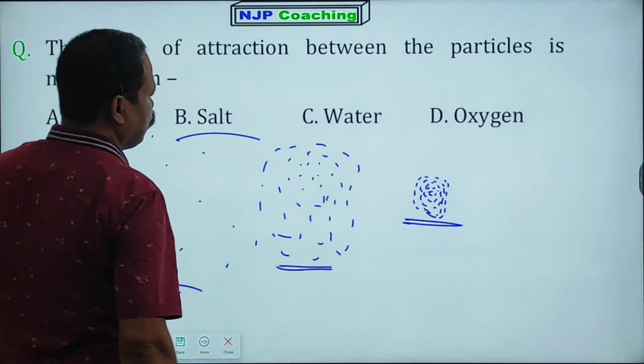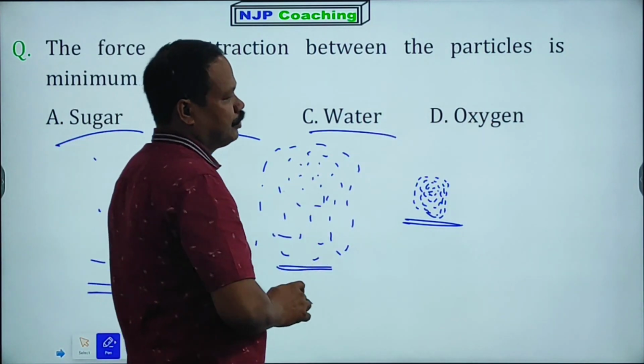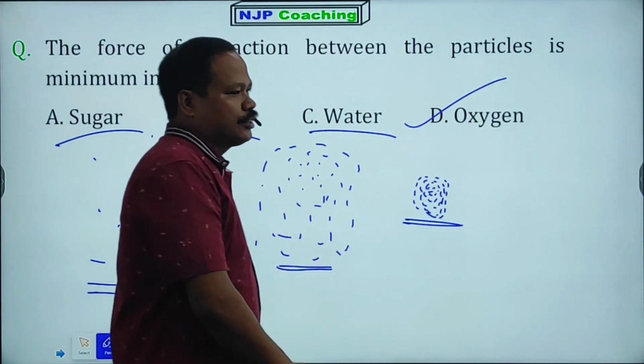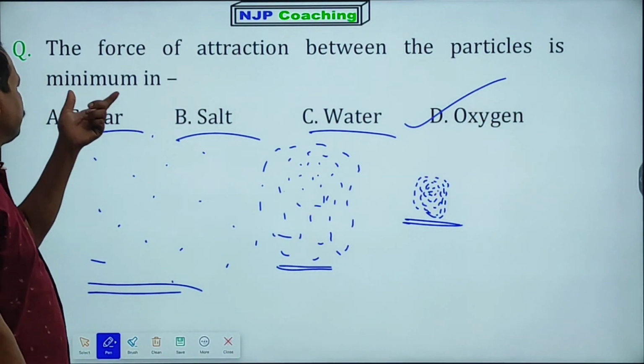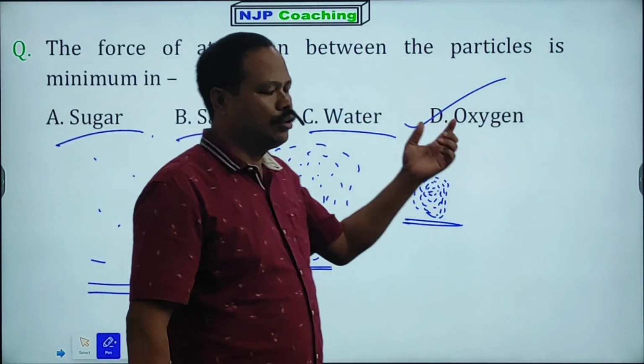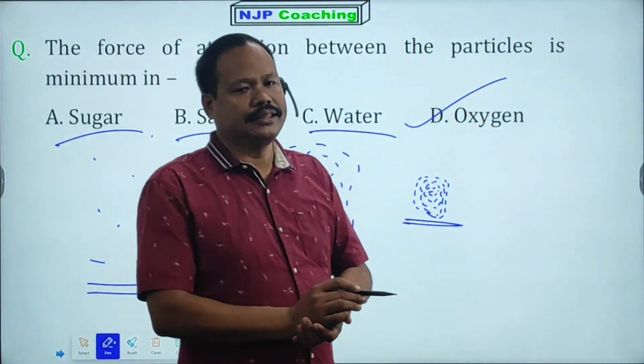Sugar is a solid. Salt, this is also a solid. This is a liquid. So, oxygen, this is a gas. So, the force of attraction between the particles is minimum in oxygen because this is a gas.